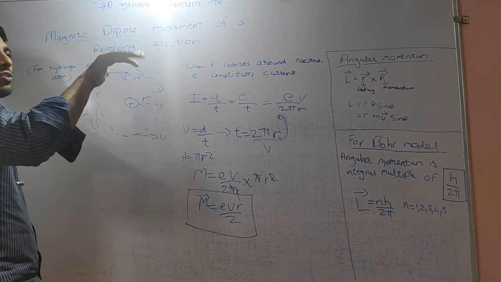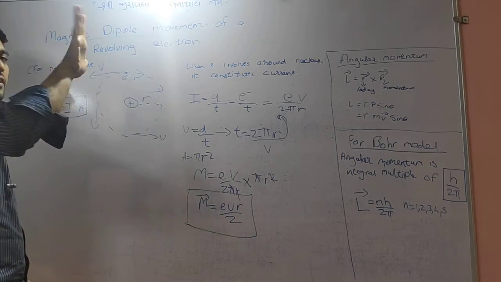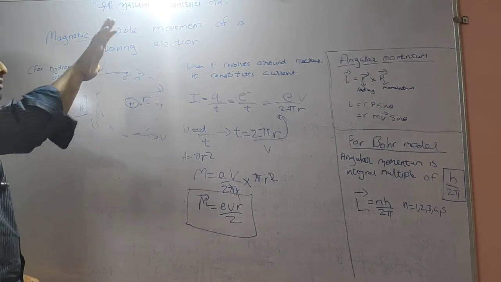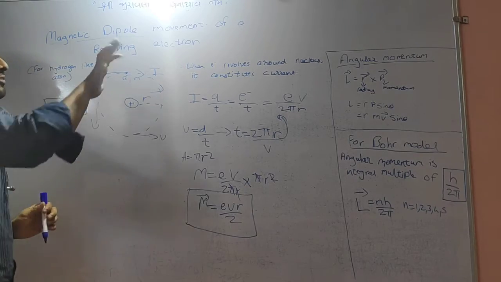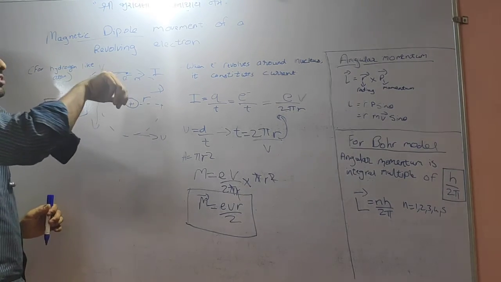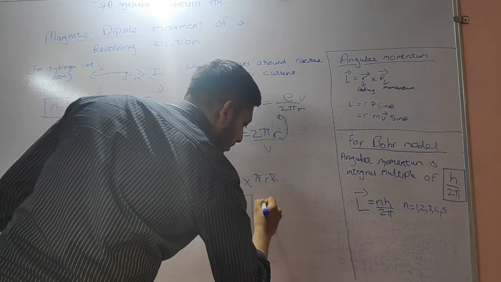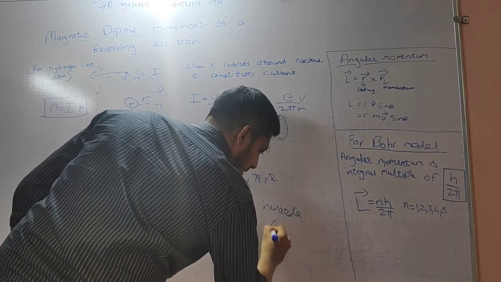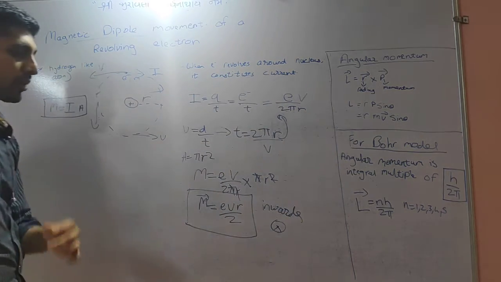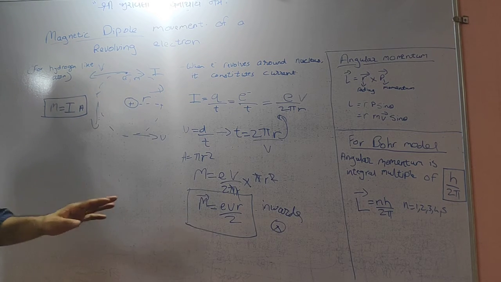So what will be the direction of the thumb? The direction of thumb will be inwards. If I curl my fingers in the direction of current, that is this, the direction of current is this, then the direction of the magnetic moment will be inward. So here I will write inward direction, or I can show this symbol also. So the direction of this magnetic dipole moment for this electron will be this. This completes half of the theory.